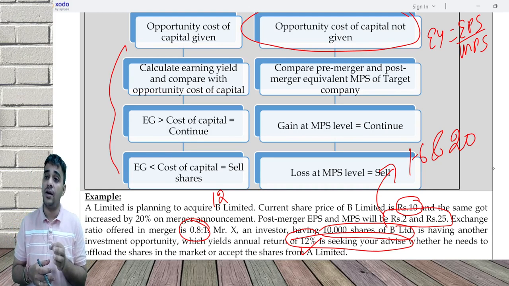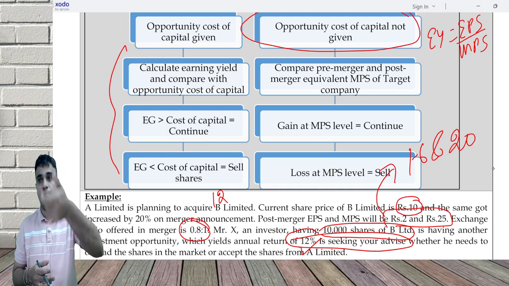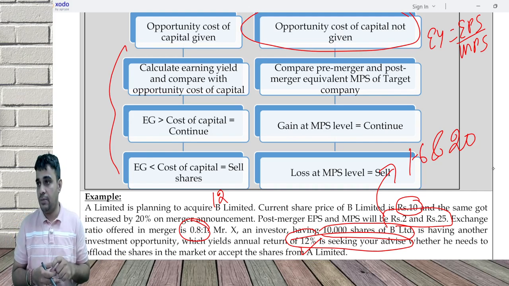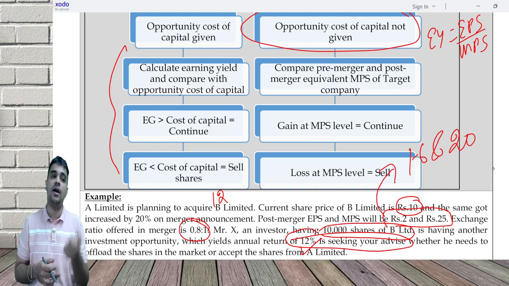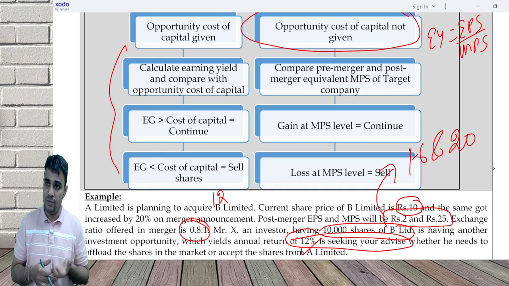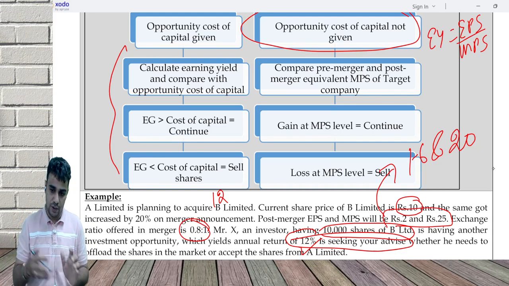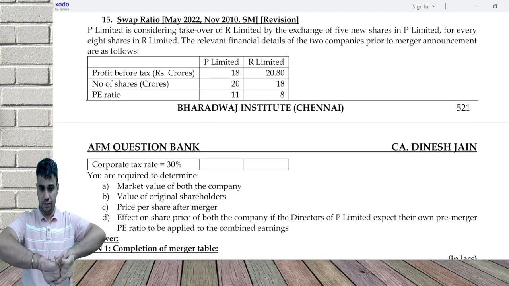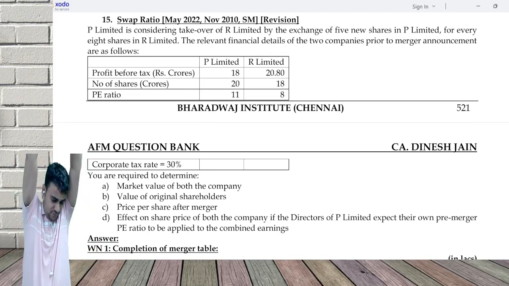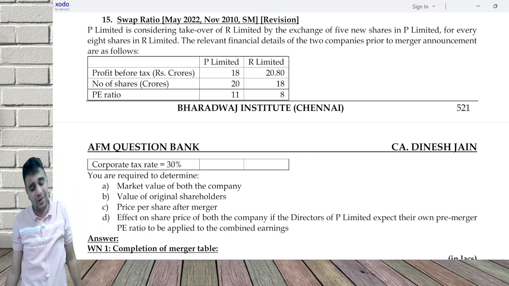How to do gain or loss at MPS level? I've already explained. Post merger market price minus pre merger market price gives gain or loss per share, into pre merger number of shares, gives overall gain or loss. Go through 15.